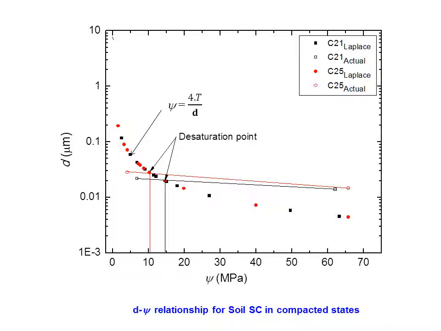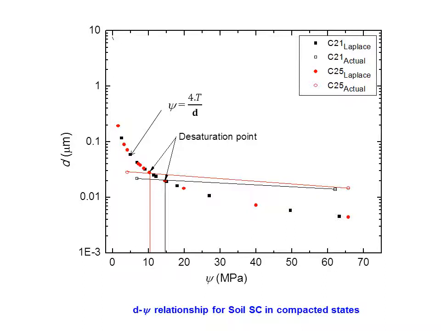The point of desaturation for samples compacted at 21% moisture content is about 15 megapascal suction, which corresponds to about 0.02 micron pore size. The pore diameter which separates the saturated and unsaturated pores from MIP results is about 0.036 micron, which is quite close to these results.